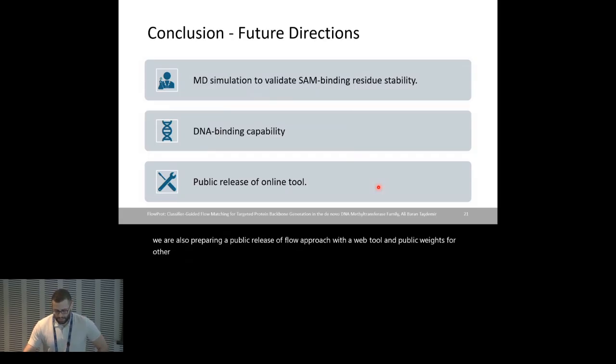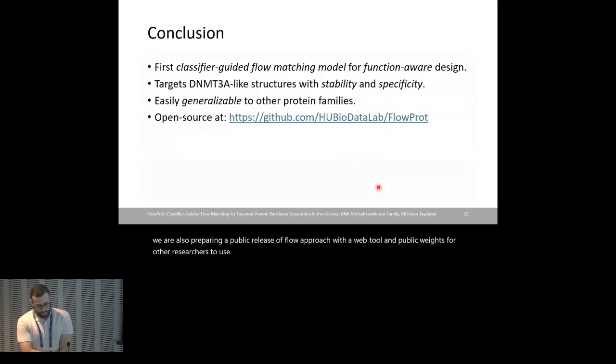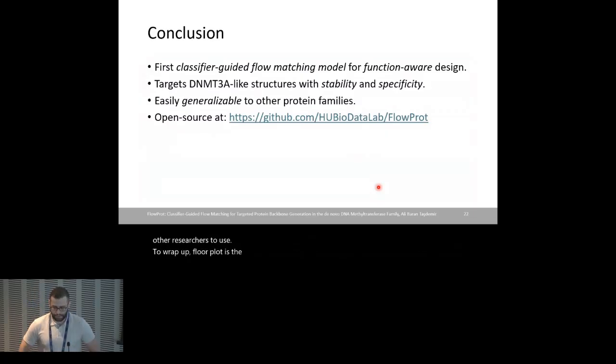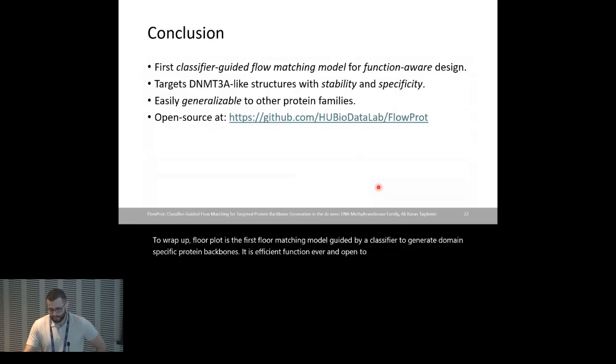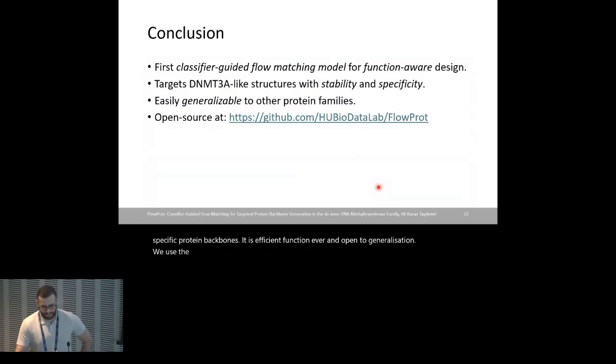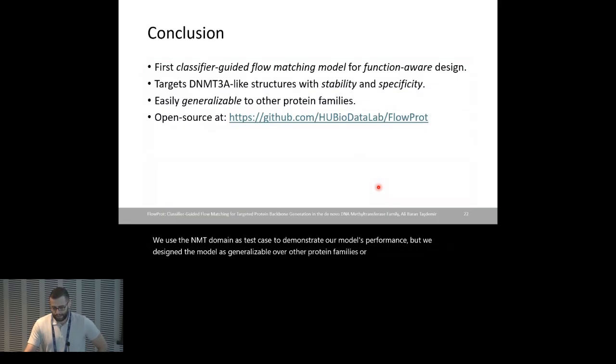To wrap up, FlowProt is the first flow matching model guided by a classifier to generate domain-specific protein backbones. It is efficient, function-aware, and open to generalization. We use the NMT domain as a test case to demonstrate our model's performance, but we designed the model as generalizable over other protein families or functionalities. And our project is open source in our GitHub repository. You can try to use it if you are familiar with Python coding.